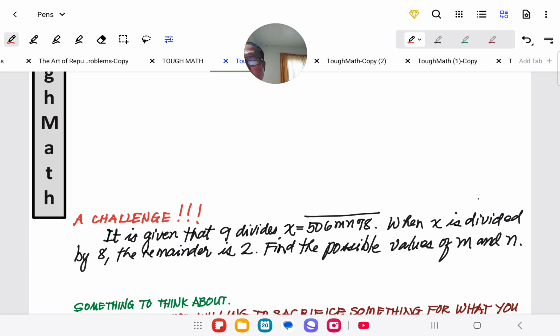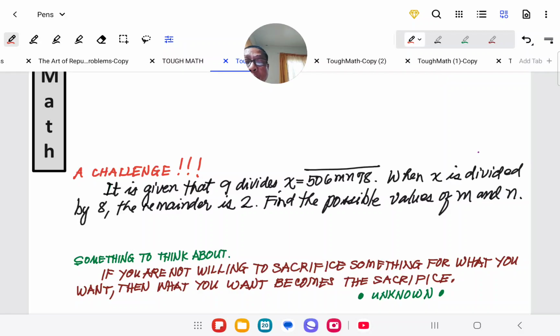And then we have this challenge before we leave, as usual. It is given that 9 divides x, which is equal to 506mn78. When x is divided by 8, the remainder is 2. Find the possible values of m and n. So challenge yourself. Try to solve this problem before watching the next video, which will show you the solution to this challenge.